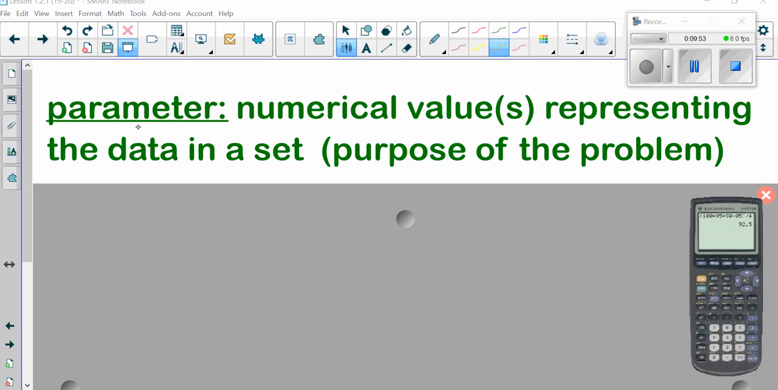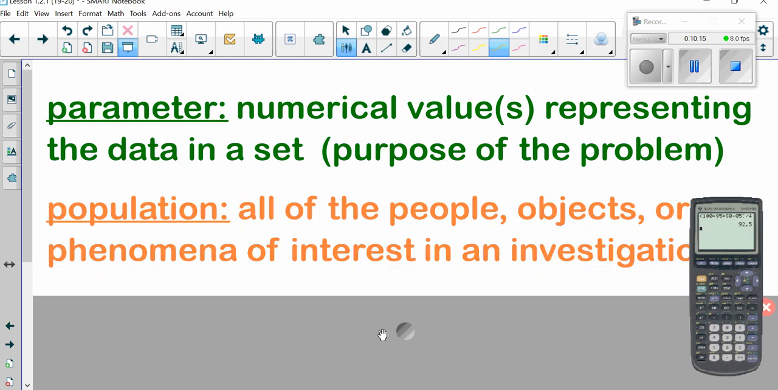So if the question was asking for the average, like the warm-up, then that would be the parameter. If the question was asking for what is the highest score, kind of like the warm up, then that would be the parameter. Okay. Pause this and write down what you need to, but there's three important words that we're going to use. That's one of them. The next one is the population.